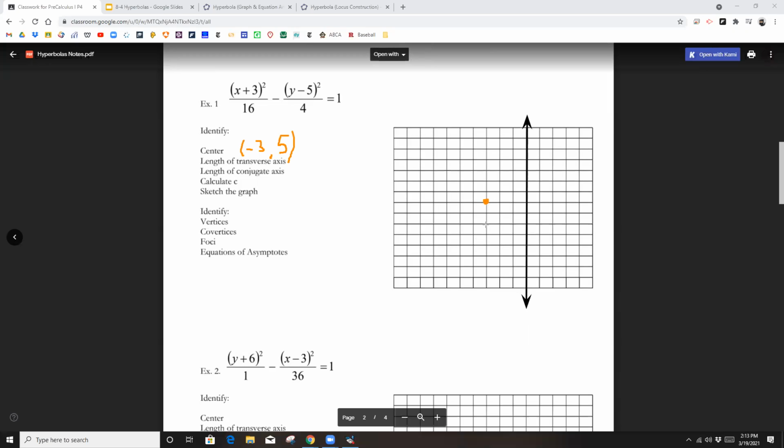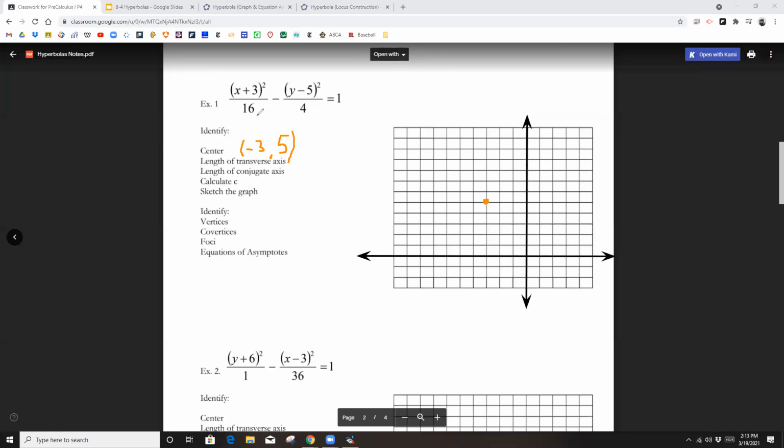So 5, 4, 3, 2, 1, 0. Okay. All right, that's a fancy math teacher trick for you. Draw your axes second, so now we've got enough room to do this. All right, the length of the transverse axis, length of the conjugate axis. You know what, let's just graph it first and then we'll do all that. So how are we going to do that?